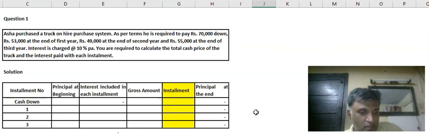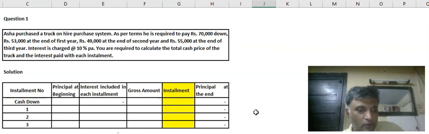Alright, so where do we start? This is a problem where we don't have much data. We don't have the cash price of the asset. In fact, that is the requirement of the problem. We need to find out the cash price. The only given data is the cash down payment and the installments at the end of the first, second and third year. In column G, which I have highlighted in yellow, is where the data is given. We know only this data and the rate of interest. So where do we actually start? We need to work backwards in this problem.